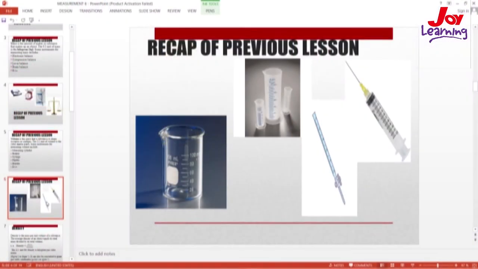And on your screens are some of the instruments that are used to measure volume, and I believe you can identify them. So look on your screens and see some of these instruments which you have seen already. Very good. Now let's proceed.